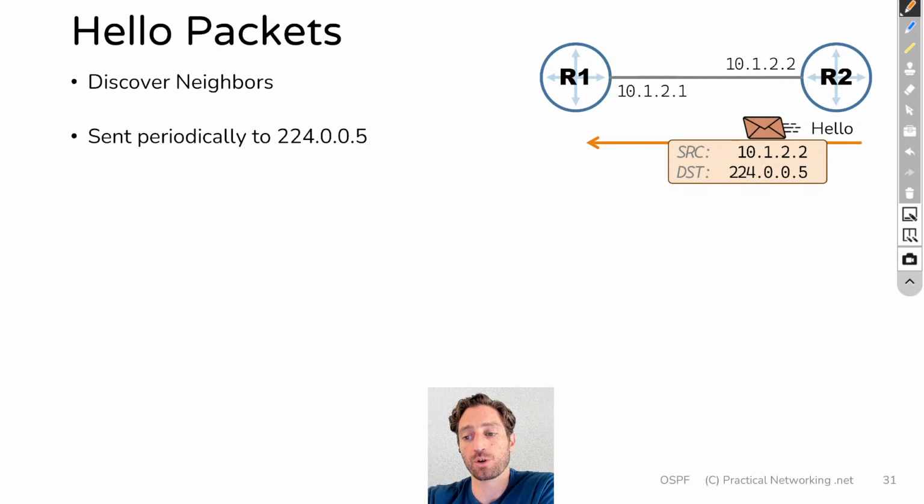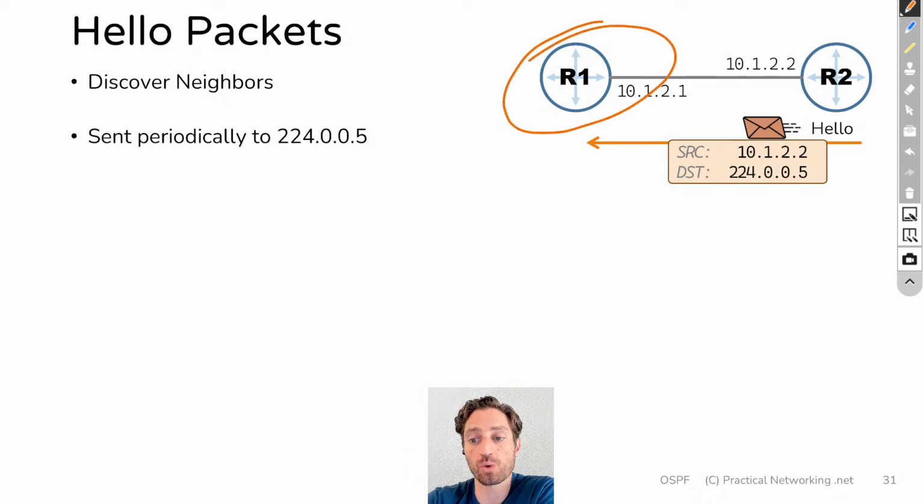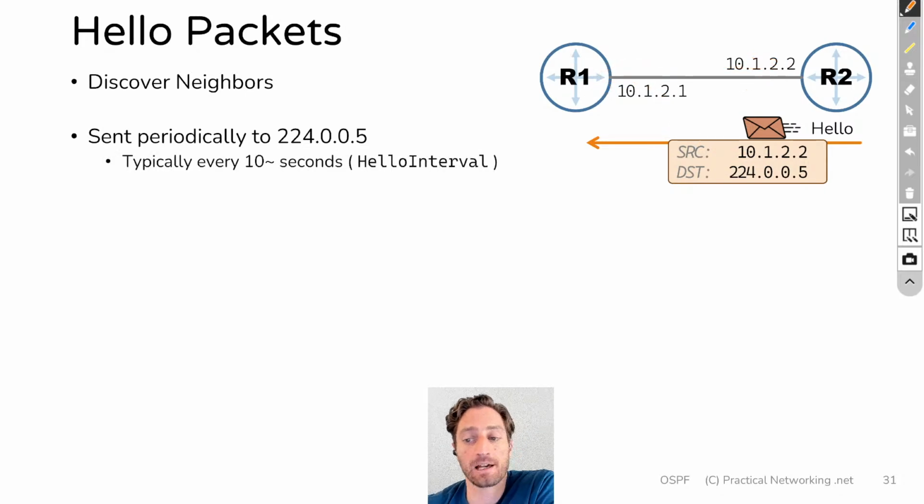If you think about it, when router 2 initially sent out this packet, it doesn't know that router 1 exists. It's just sending it out, saying, hey, hello, are you out there? Once router 1 is configured with OSPF, it'll then receive those packets and then respond with a hello of its own. Typically, the hello packets are sent out every 10 seconds.